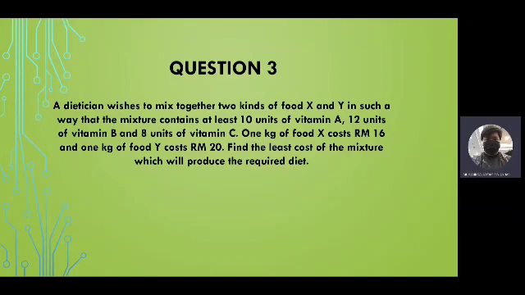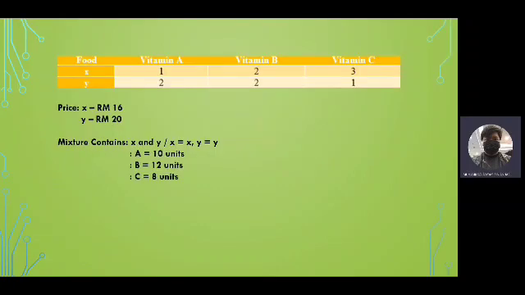As we look at the question, it has stated the data, and we need to collect all the data. In the yellow boxes, for food X, vitamin A is equal to 1, vitamin B is equal to 2, and vitamin C is equal to 3. Meanwhile, for food Y, vitamin A is 2, vitamin B is 2, and vitamin C is 1. The price given for food X is RM60 and Y is RM20. Then we conclude with the mixture contents given in the question: vitamin A is 10 units, vitamin B is 12 units, and vitamin C is 8 units.